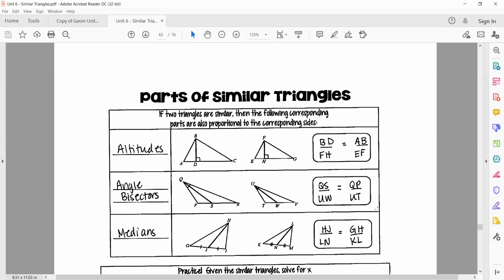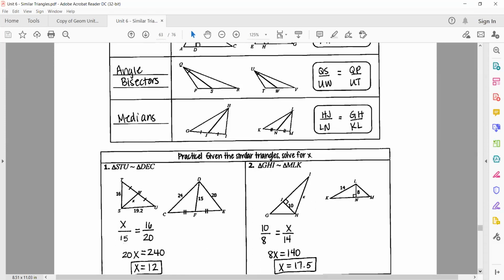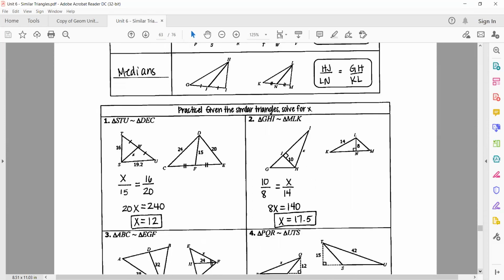Median works the same way. You're just cutting the baseline into two equal parts. So the median line, HJ, and LN are what you're comparing. And then picking this left-hand side, GH to KL. So you need those drawings and those ratios, get them in your notes. Because the problems that you're going to be asked to do are exactly from that.